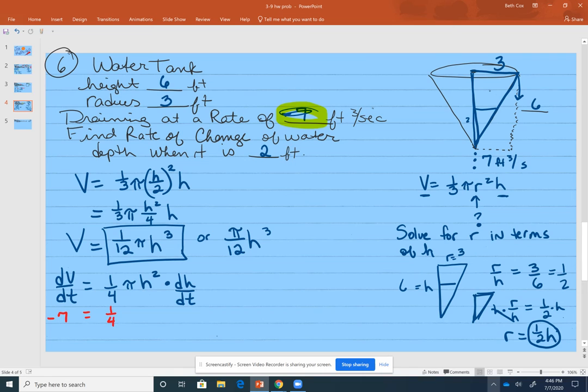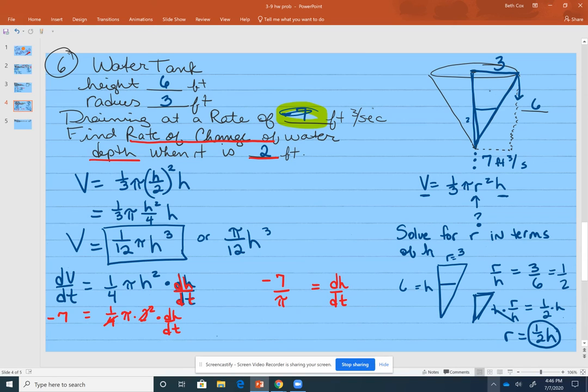and then we have 1/4 pi, our instant height that we're looking at is 2, and we're solving for the dh/dt. That's what we're looking for, the rate of change of depth, which is our rate of change of height. All right, so these are going to cancel, and I'm just going to be left with -7 is equal to pi dh/dt. So if I solve for dh/dt, I'm going to have -7 over pi.